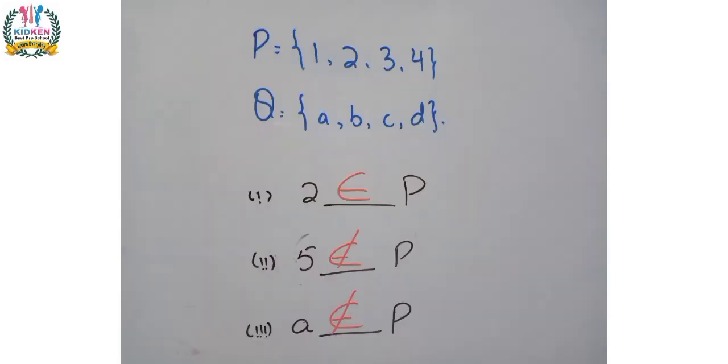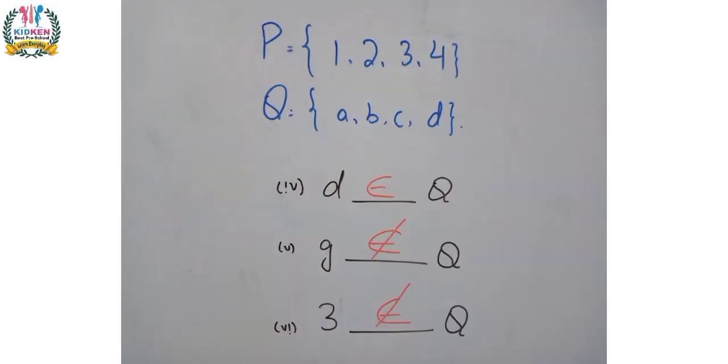So let's start our question. Blank number one is 2 dash P. So we can see the P set. Yes, 2 is present in P, so 2 belongs to P. Part number 2 is 5 dash P. Again we look at the P set, and 5 is not seen in the P set, so 5 does not belong to P. Then the third part is A dash P. A also does not belong to P, because A is not seen in the P set.